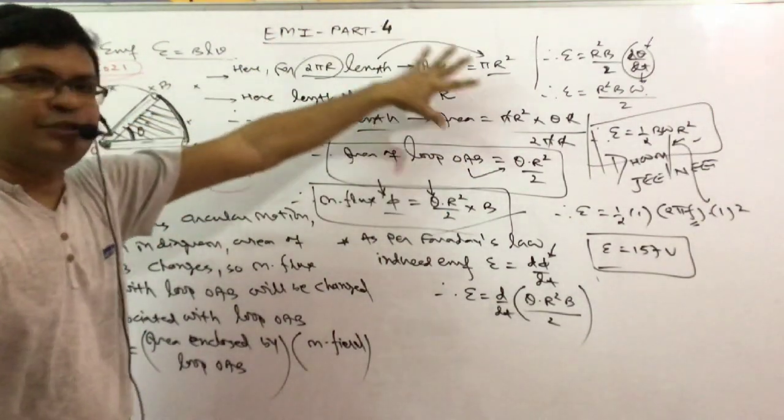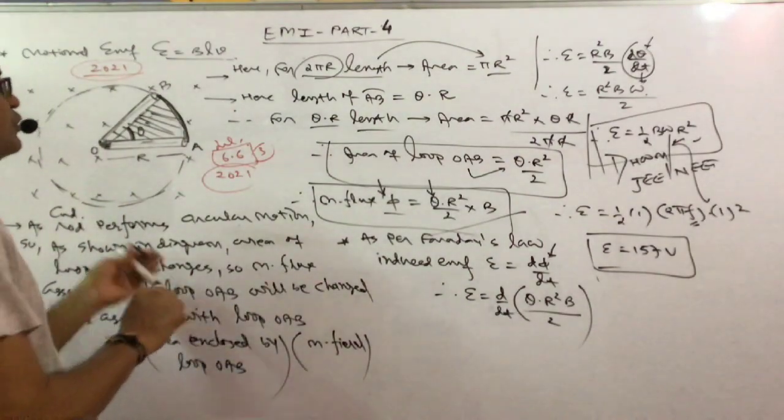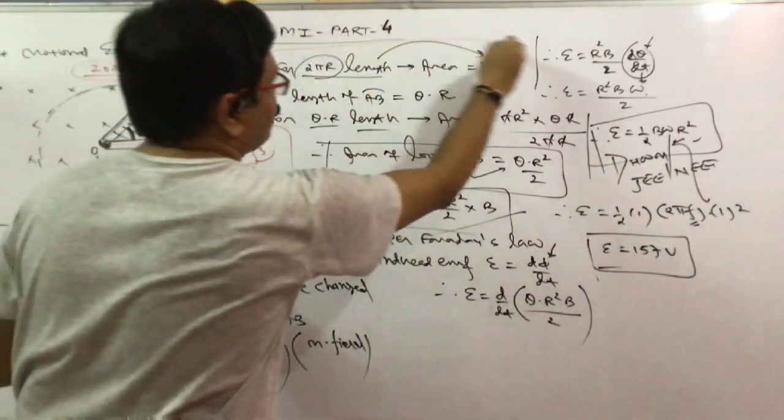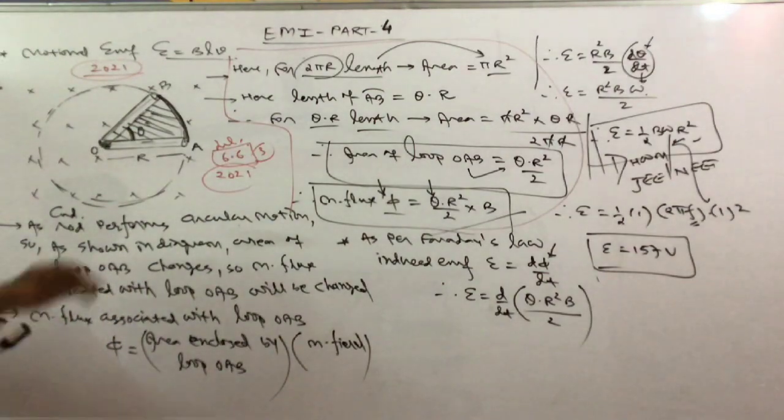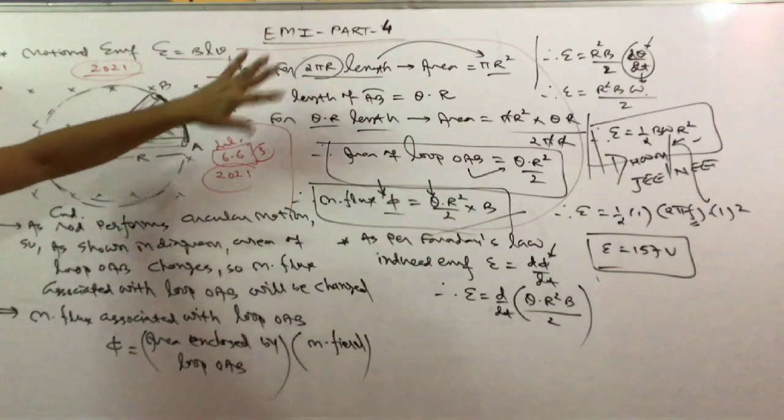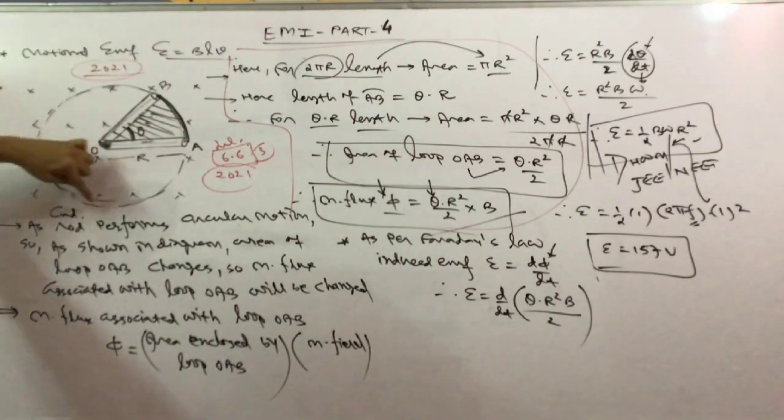This is the most important region. This is the most important portion of this numerical, so you have to focus on this portion. You can see how you can find the area enclosed by this OAB loop. It can be found by applying this concept. First of all, what is the length of this entire metallic ring?